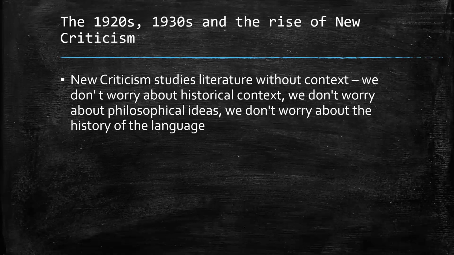We shouldn't worry about the historical context. We shouldn't worry about philosophical ideas that we might raise when reading the text. And we shouldn't worry about the history of the language used. New criticism, in some ways, can be seen as putting outside of literary theory the things that literary theory and critical theory of the 1960s onwards put back in.